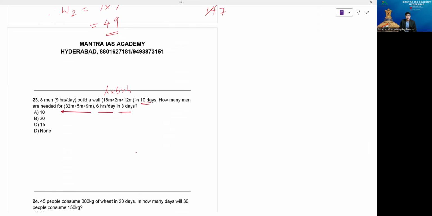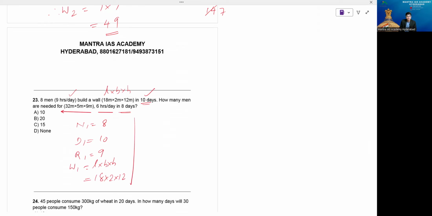So they're constructing a wall, or you can say building a wall. L into B into H, length into breadth into height, is called W1. That's important. If you observe all my models, you can do every question in the examination easily. N1 is 8, D1 is 10 days, R1 is how many hours they work daily, 9 hours per day. W1 is L into B into H, which he gave in the problem directly: 18 into 2 into 12.